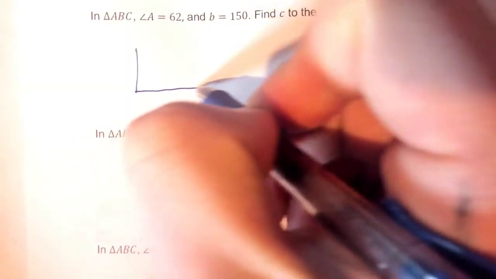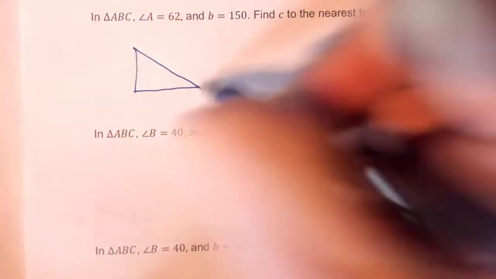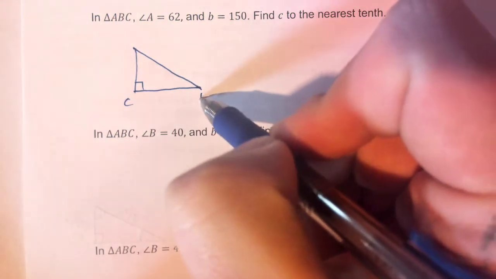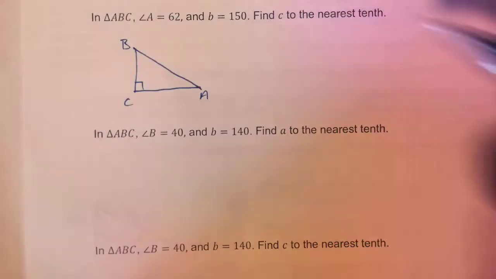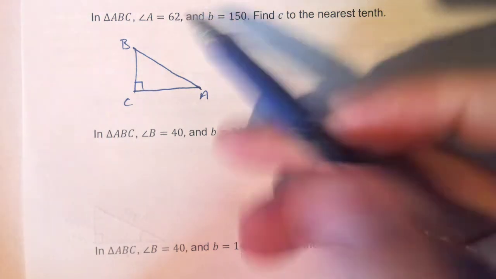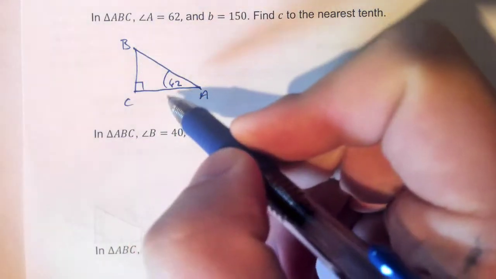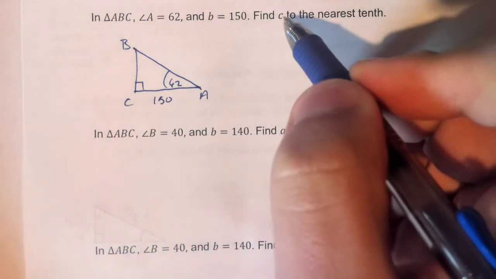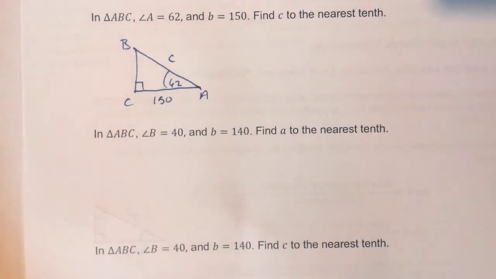Okay, so again, we have triangle ABC, so I'm going to draw a right triangle. These are pretty easy problems. They go pretty quick once you get the hang of them. C has to be the right angle. I'll make A that one and B this one. Okay, this time they give us angle A to be 62 once again. B, the side across from angle B, is still 150. This time we're finding lowercase c, so that would be across from angle C right there.